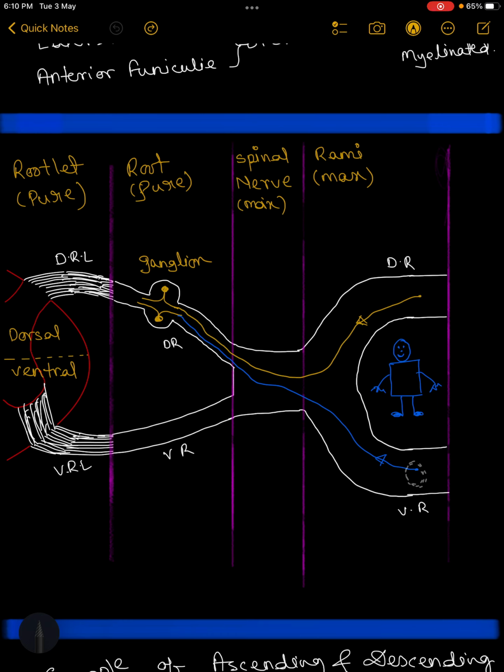Now again, focus here. From the ventral portion of your body, some sensory information may be coming. It will go like this. Again, it has to come to the dorsal root, and then it will pass from the dorsal root and can go to the next ganglion, maybe present in the spinal cord, or maybe the brain. Okay, so hope this is clear.